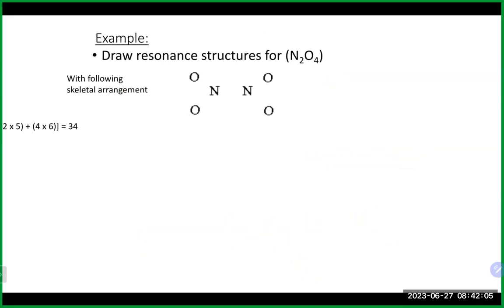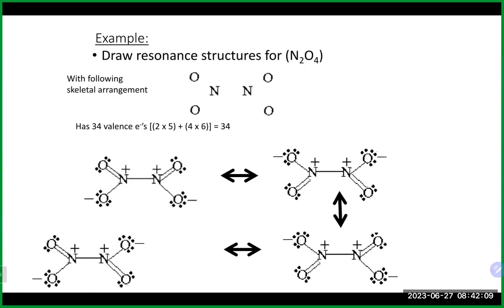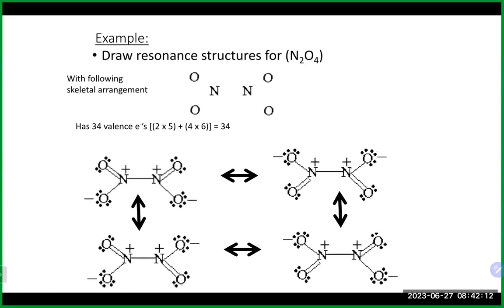Here's another example of, obviously, you could have several different resonance structures depending on where you move the double bonds around.